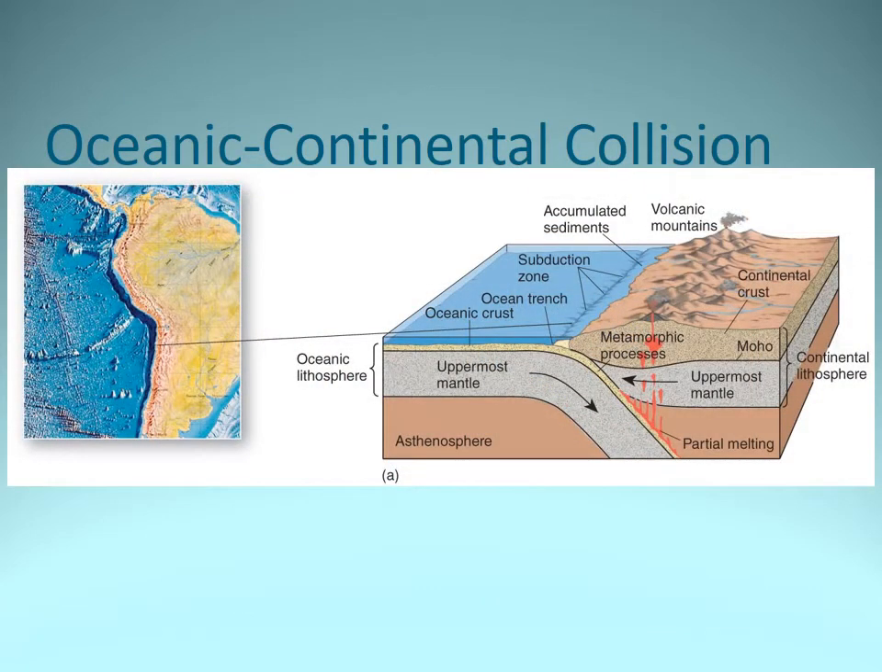A little bit of a closer view of an oceanic-continental collision is the Andes Mountains along the west coast of South America. We have oceanic crust that collides with continental crust, and because oceanic crust is denser, it dives underneath it, partially melts, and becomes magma to help provide lava for volcanic mountains.